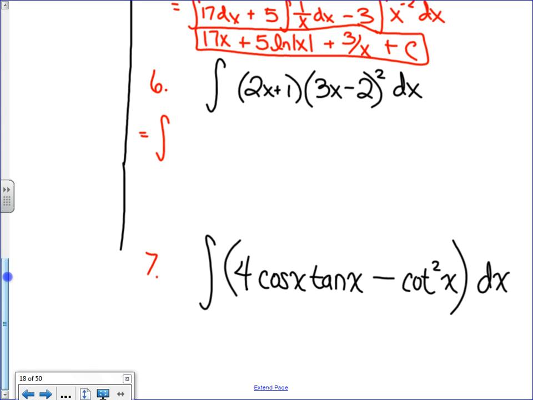So therefore you end up with, what's 3x minus 2 quantity squared? 9x squared plus 6 minus 12x plus 4. And that was all being multiplied by 2x plus 1, right? So then we end up with, what, 18x cubed? You guys keep going. You already did it. You should have. Minus 24x plus 8x plus 9x squared minus 12x plus 4, all dx.